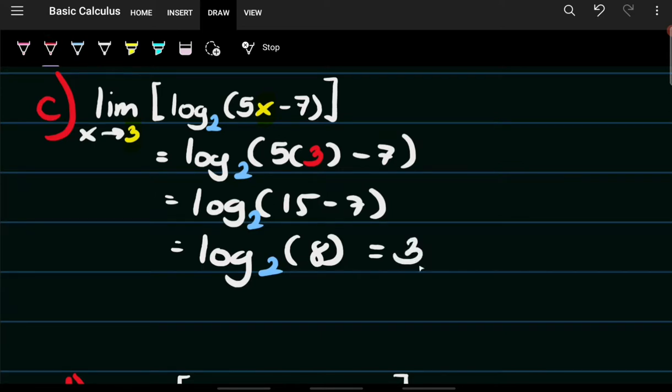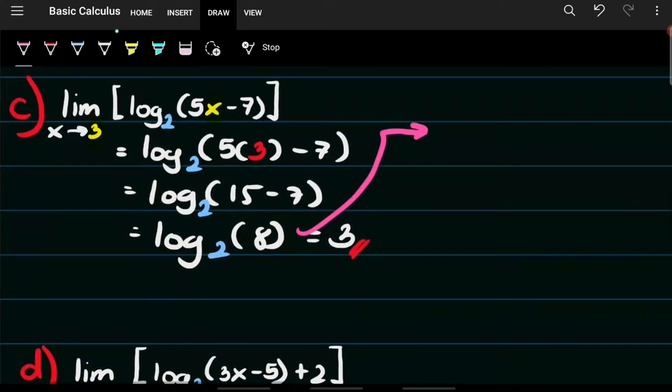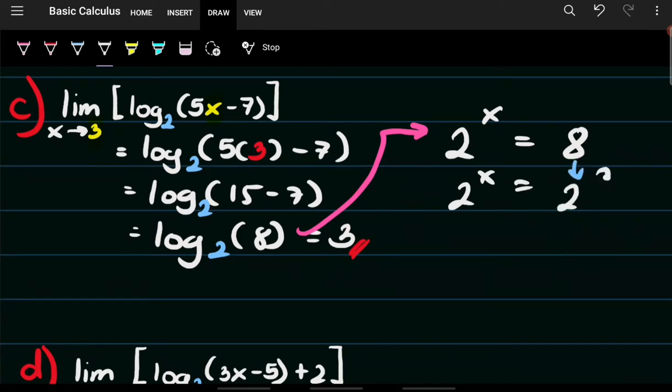Okay, so let's double check. Let's use the concept of exponential function, or exponential form. Let's copy the base. The base is 2, the exponent is unknown, and the answer is equal to 8. Now let's apply the one-to-one property. This will give us 2 raised to x. Let's rewrite 8. 8 is equal to 2 raised to 3, right? So now we have a common base, equate the exponents, meaning x is equal to 3. So this is our final answer, x is equal to 3. So that's the limit of logarithm of 5x minus 7 base 2 as x approaches 3.